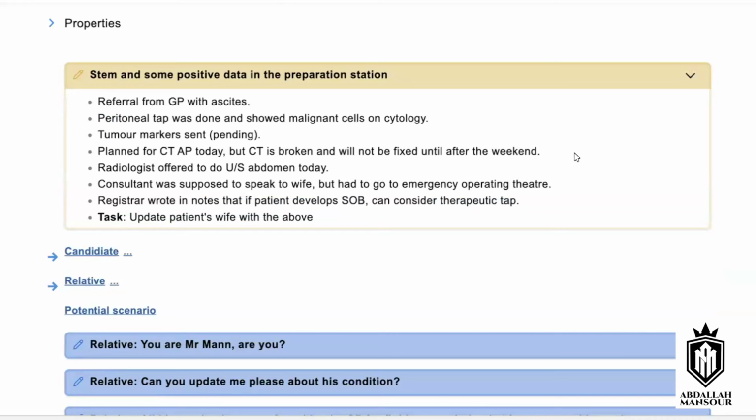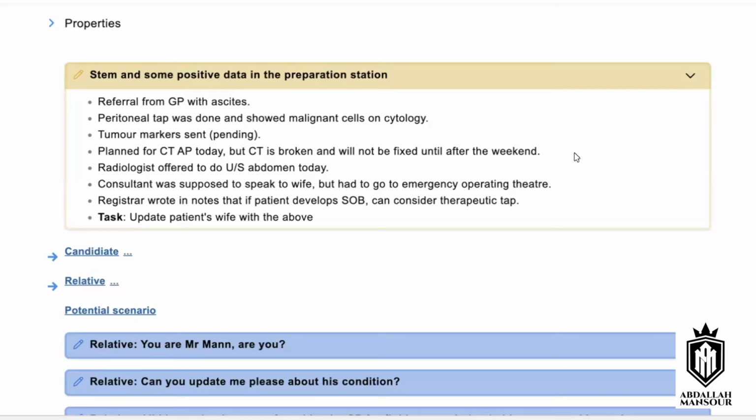at the moment, and it will not be fixed until after the weekend, and today is Friday. The radiologist offered to do an ultrasound instead of the CT scan. And the consultant was supposed to speak with the wife, but he had an emergency and went to the operating theatre. And the registrar wrote in the notes that if the patient develops shortness of breath, we can consider a therapeutic tap of the ascites.